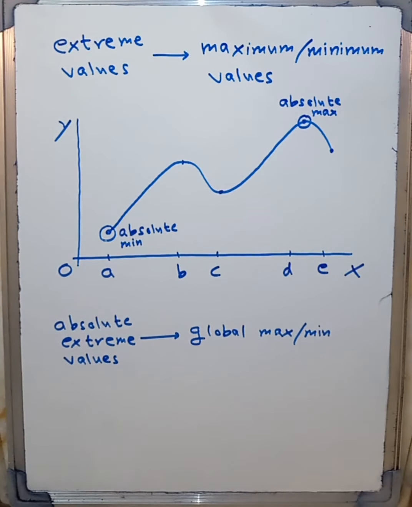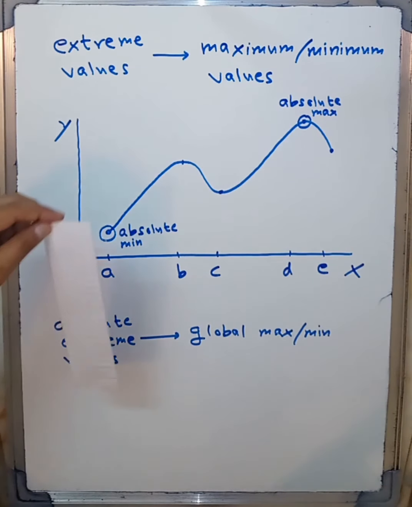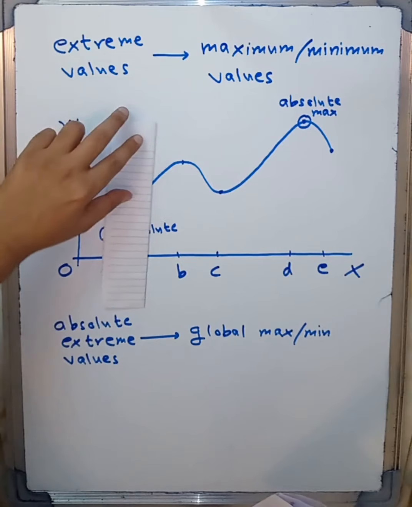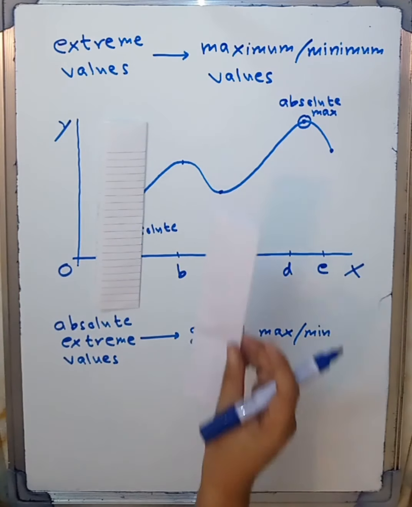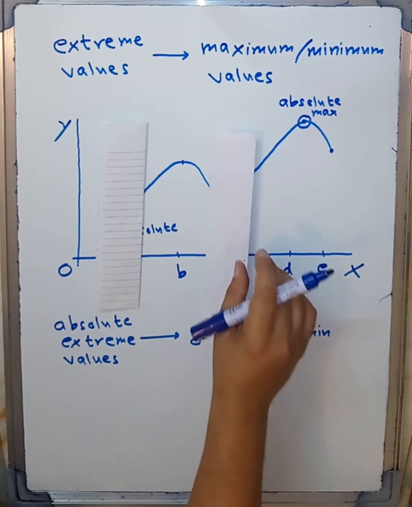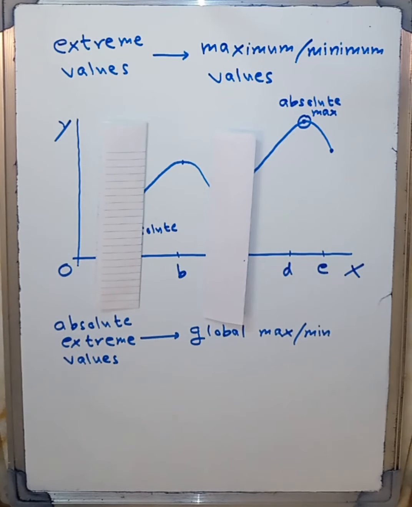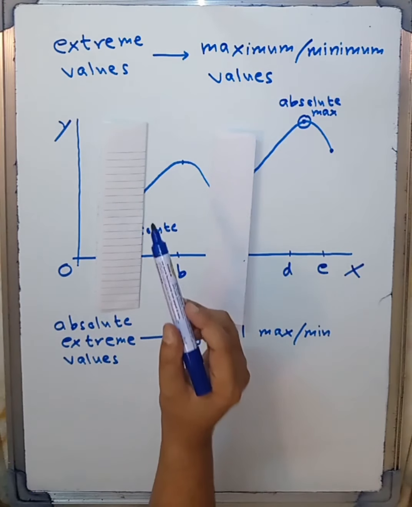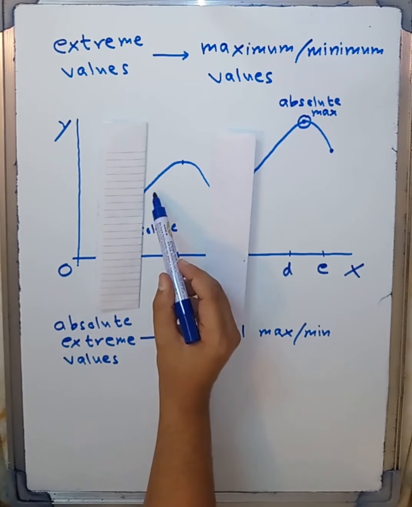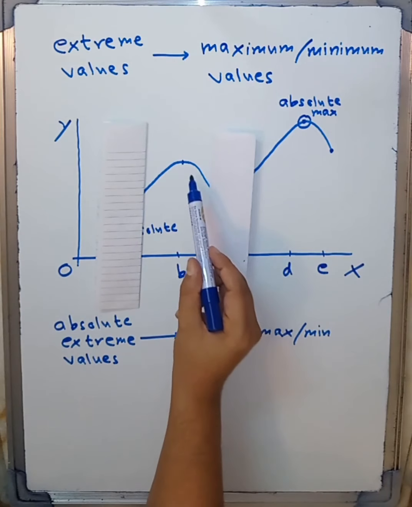Now let us observe this graph in a different manner. I have two pieces of paper, and using these papers, I will hide some part of the graph. And what I am doing now, I am discussing only this part of the graph.